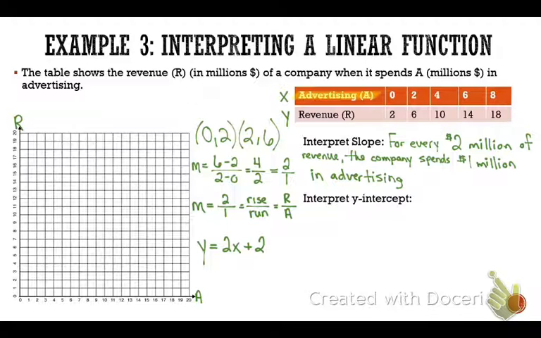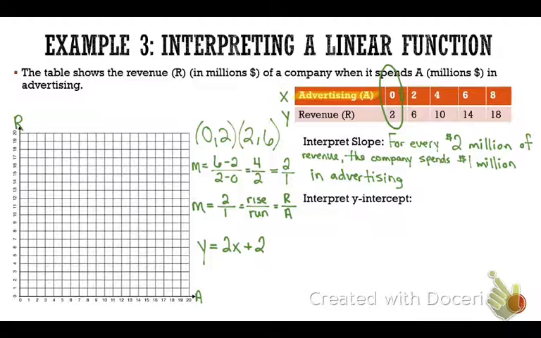Okay, so Michael's going to give the Y-Intercept a shot. Right. For every $4 million of revenue, the company spends $2 million in advertising. Okay, so you're on the right track. I get what you're doing. Now, remember, which ordered pair includes the Y-intercept? The one with 0 for X. Okay, so that's important.